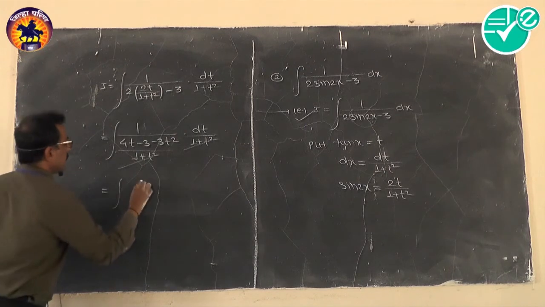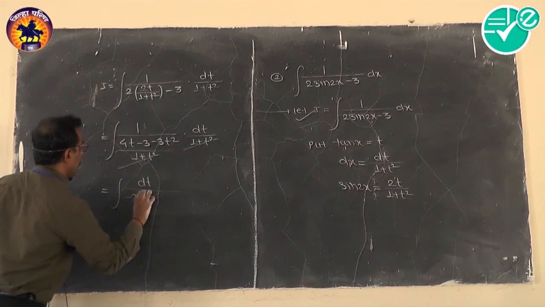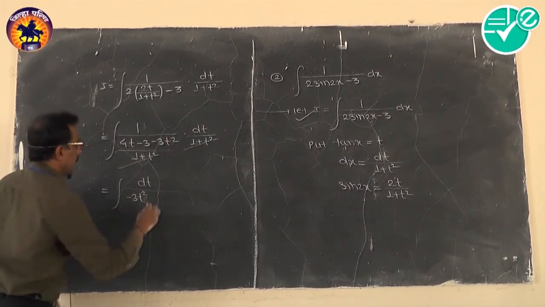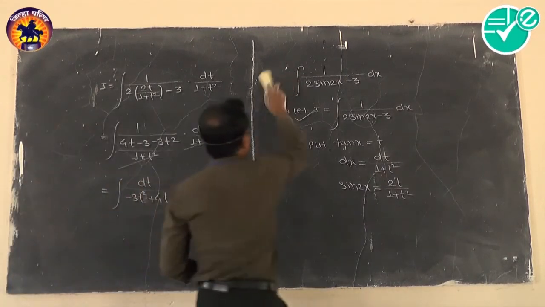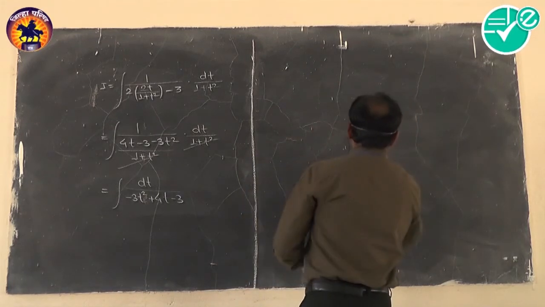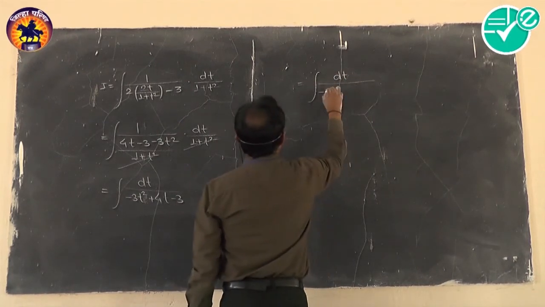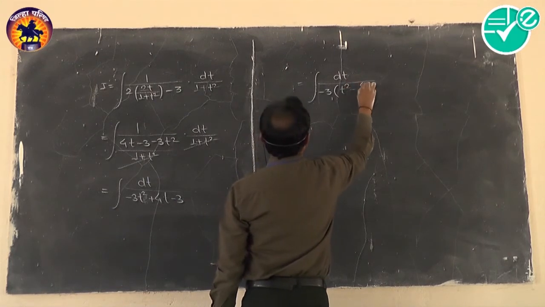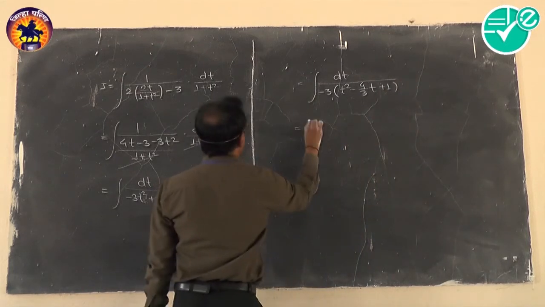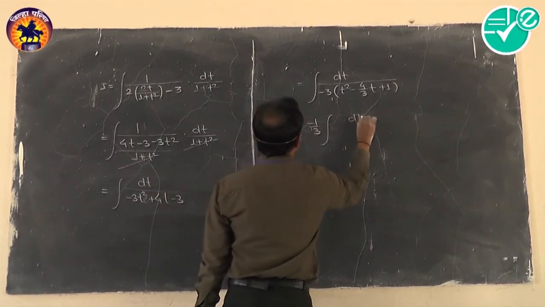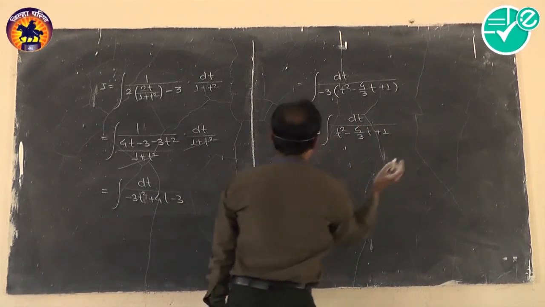So what should be here? It is dt upon minus 3t square plus 4t minus 3. Now take minus 3 common and then evaluate. If we take minus 3 common, what is your next term here? It is t square minus 4 by 3t, and plus 1. Minus 1 by 3 is constant, you have to take outside. Minus 1 by 3 dt upon t square minus 4 by 3 t plus 1.